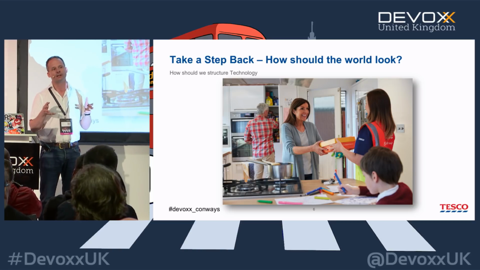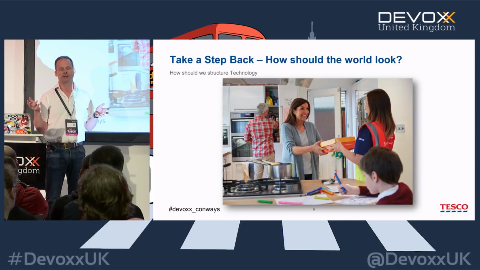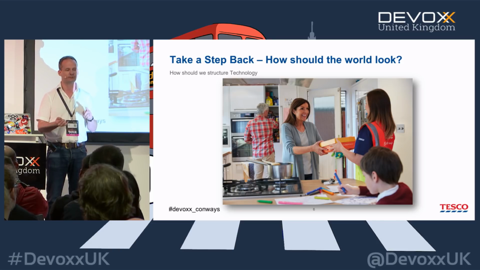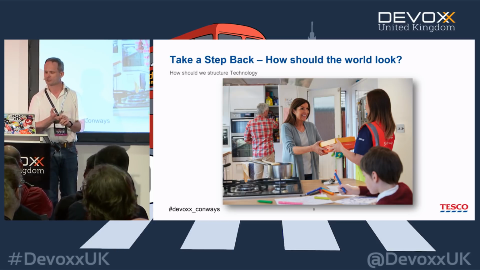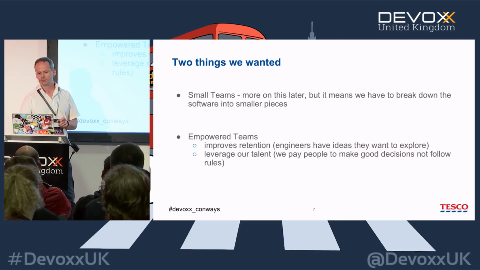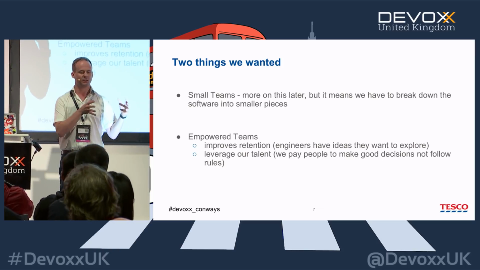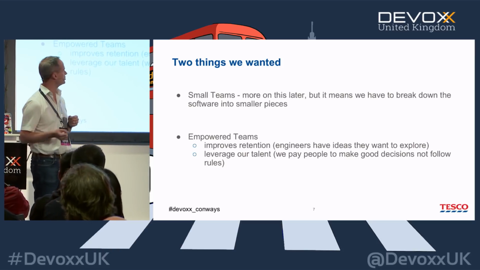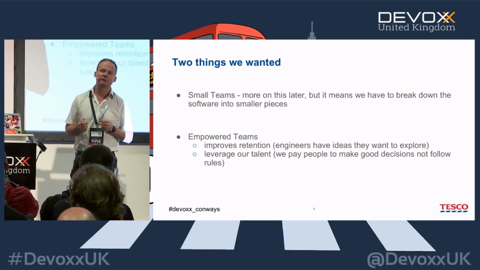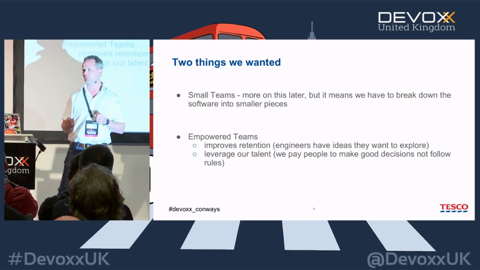So getting away from naming systems after Greek gods or planets or three-letter acronyms, we wanted our systems to be very representative of the world. So having things like product and price and stock. But we wanted these teams to be small, so you kind of got these tensions between these big pieces of functionality and wanting small teams. We also wanted to empower our teams, so we wanted autonomous teams.